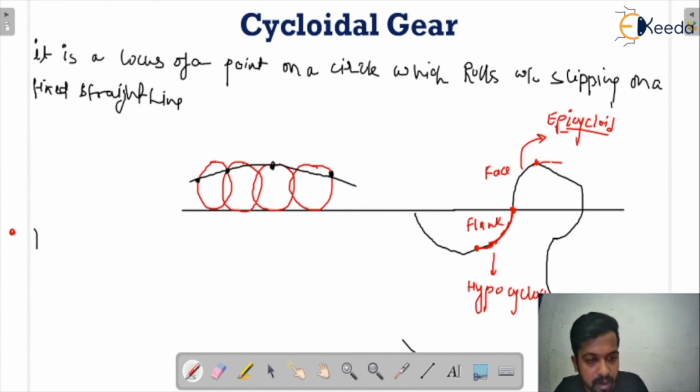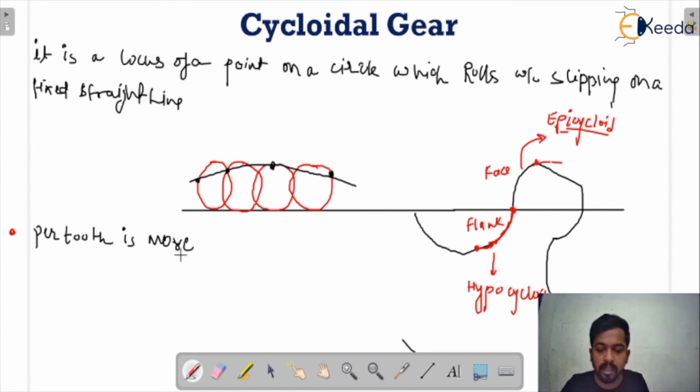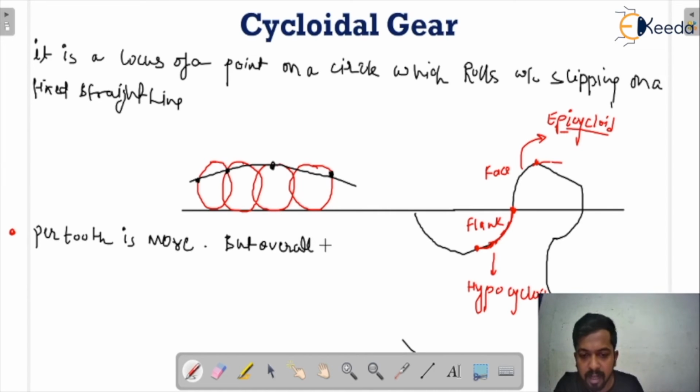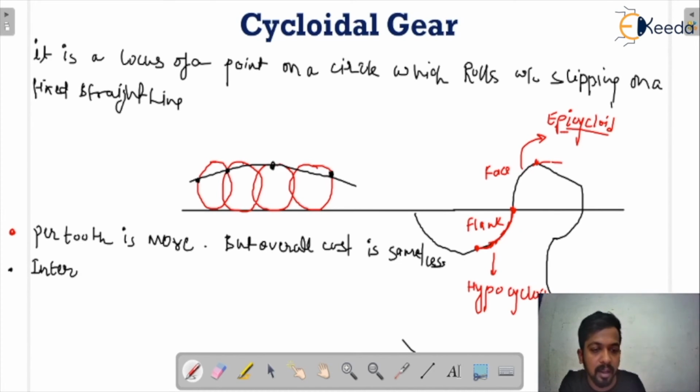is more in the case of cycloidal gear, but the overall cost is less, or you can say almost the same as compared to involute gear. The overall cost of the cycloidal gear is the same, or you can say less, as compared to involute gears. The second is that interference is absent. That is one of the most important points for the cycloidal gear.